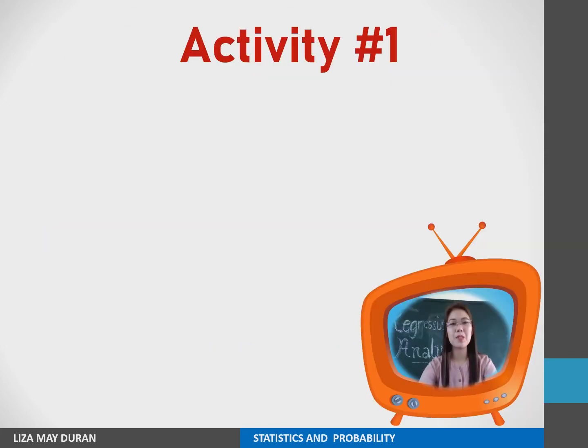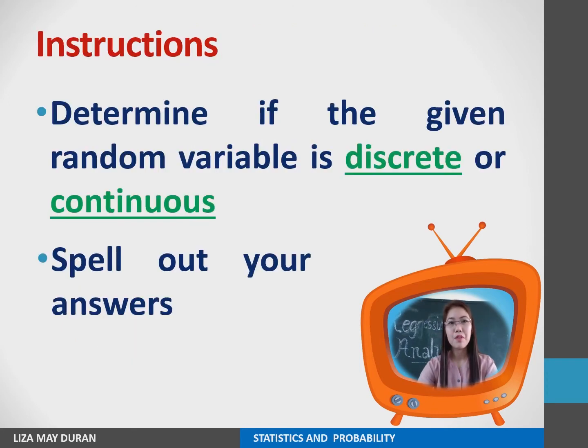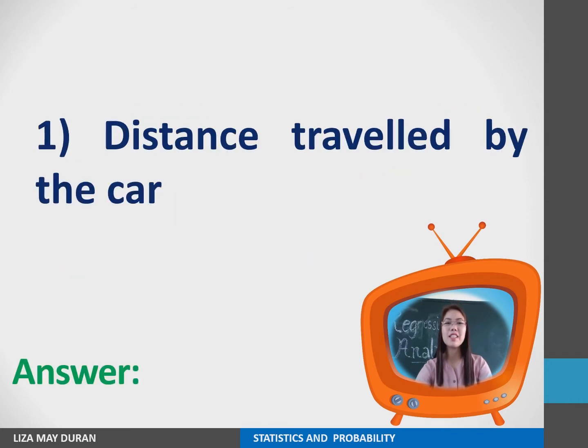For our first activity, let us have a short stop on a place of identification, where the concepts of describing variables, whether it is continuous or discrete, are recalled. For your task, you will be given 5 seconds for every given random variable to determine whether it is discrete or continuous. Okay, so for number 1, the distance traveled by the car. So what's your answer?